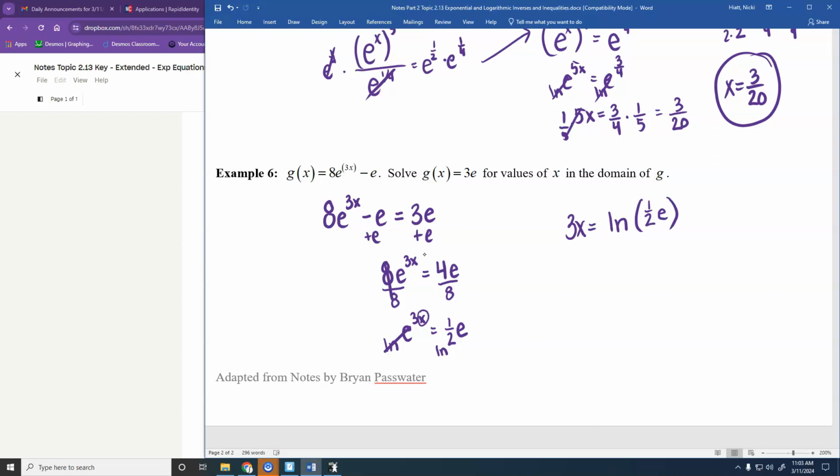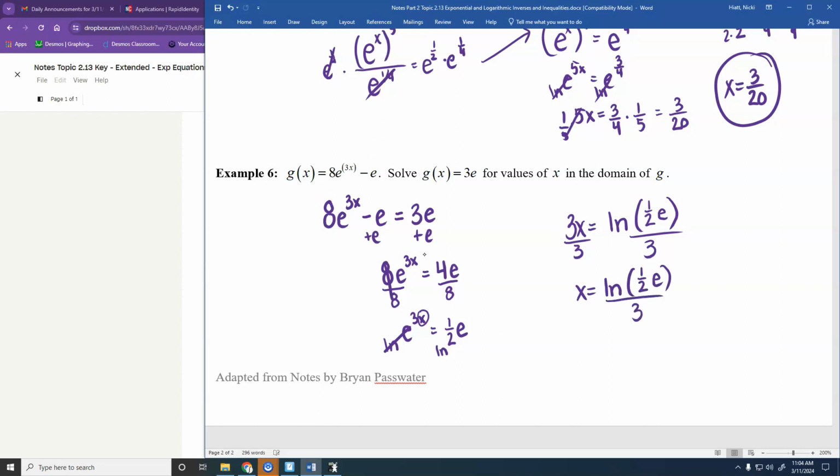Do the e's cancel on that? I'd be leaning towards a no, since Ms. Hyatt wrote it like this and didn't cancel them. The e is not next to that 1/2. So those two things, right, and even if you rewrote it the other way, they still would not cancel because you're doing natural log of that whole expression. So the last thing you need to do is just divide by 3 right here. So x is going to equal natural log of 1/2 e over 3.